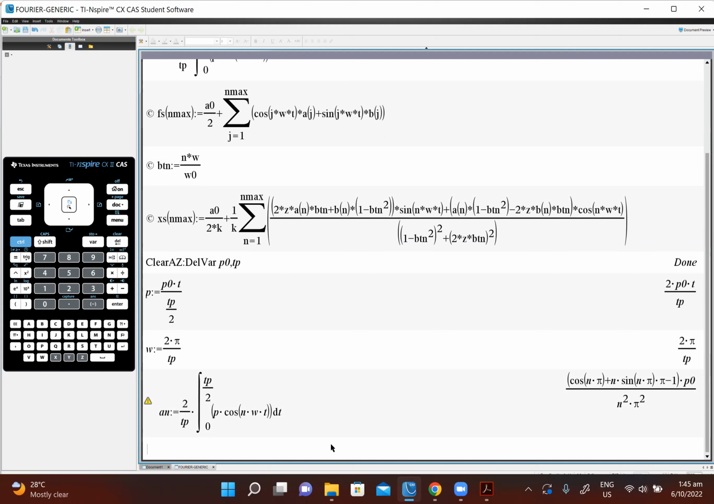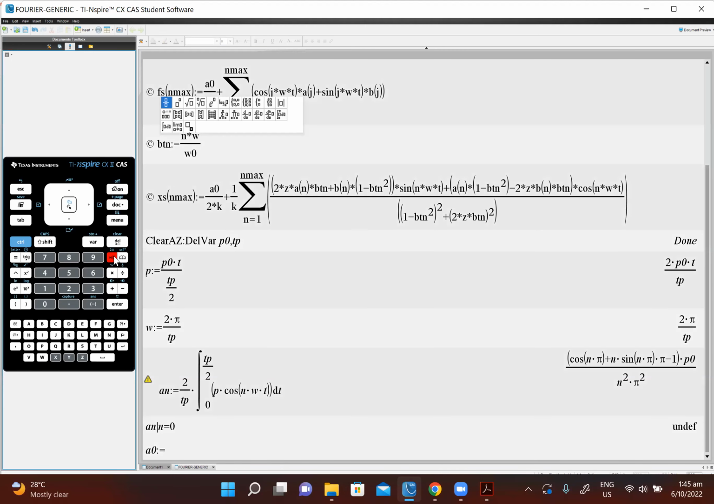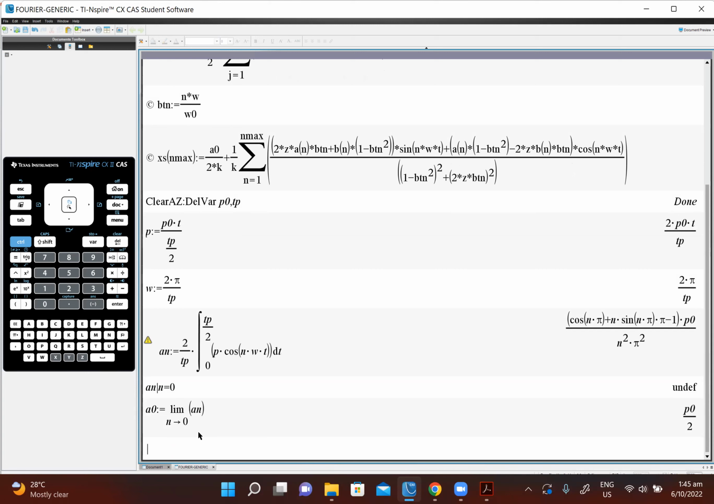Well, first let's check the seemingly problematic case where n is 0, since you have something like 0 over 0. So A_n, given that n is 0, seems to be undefined. However, we can use the limit command, which is under this template key. I'll have a limit command, let n approach 0, and let's see what happens to A_n. In fact, it gives us a non-zero value, so I'm going to store that into a0.